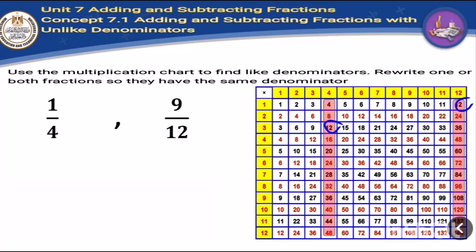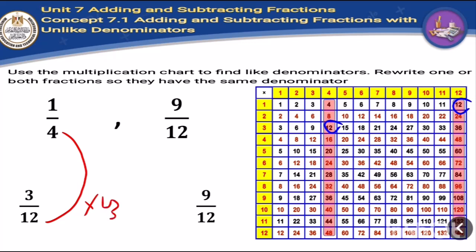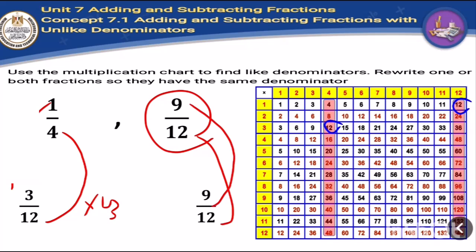It is 12. Okay. Let's see the answer together. When I change 4 to 12, I multiply by 3. So I will multiply 1 times 3 equals 3. And the second fraction, I multiply 12 by 1, so the 9 will never change.